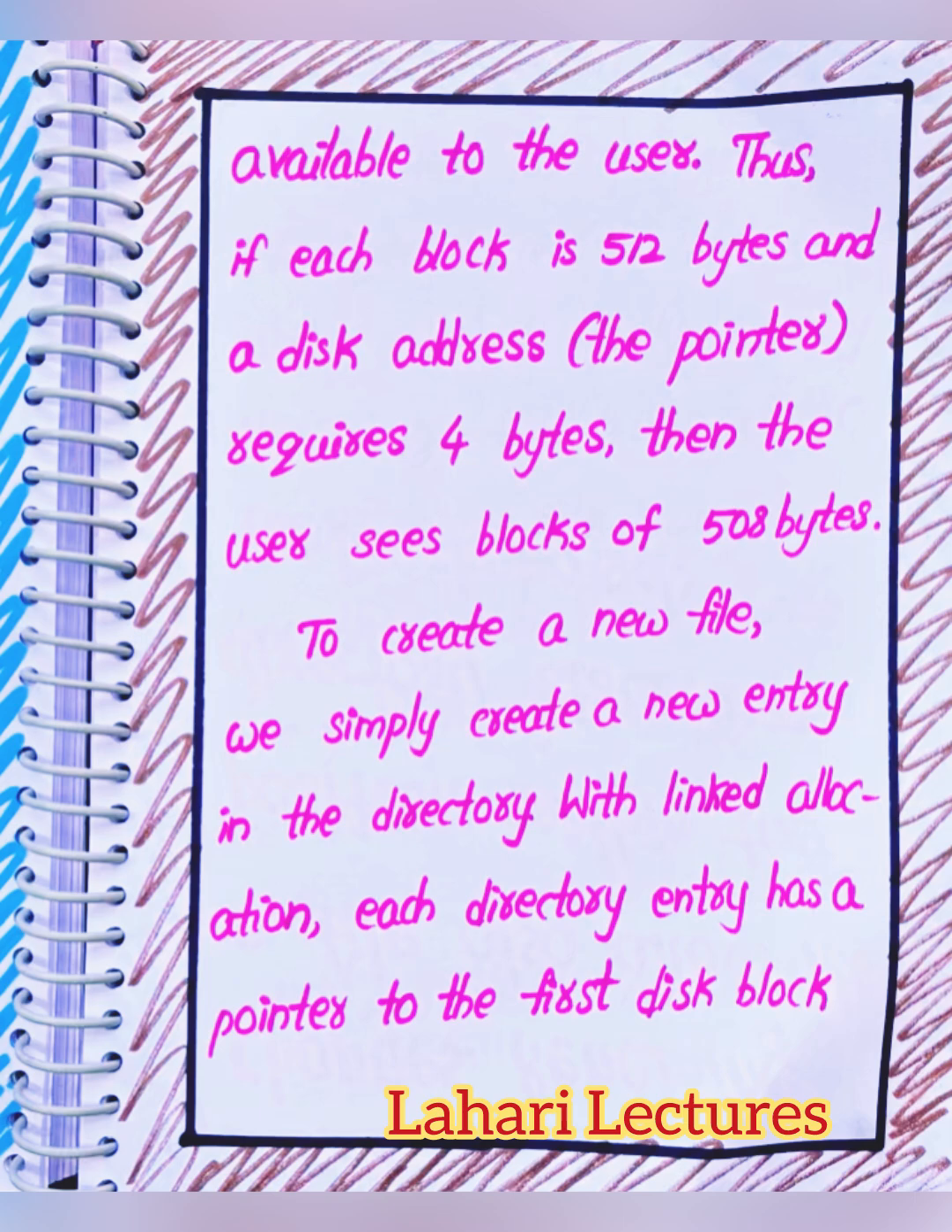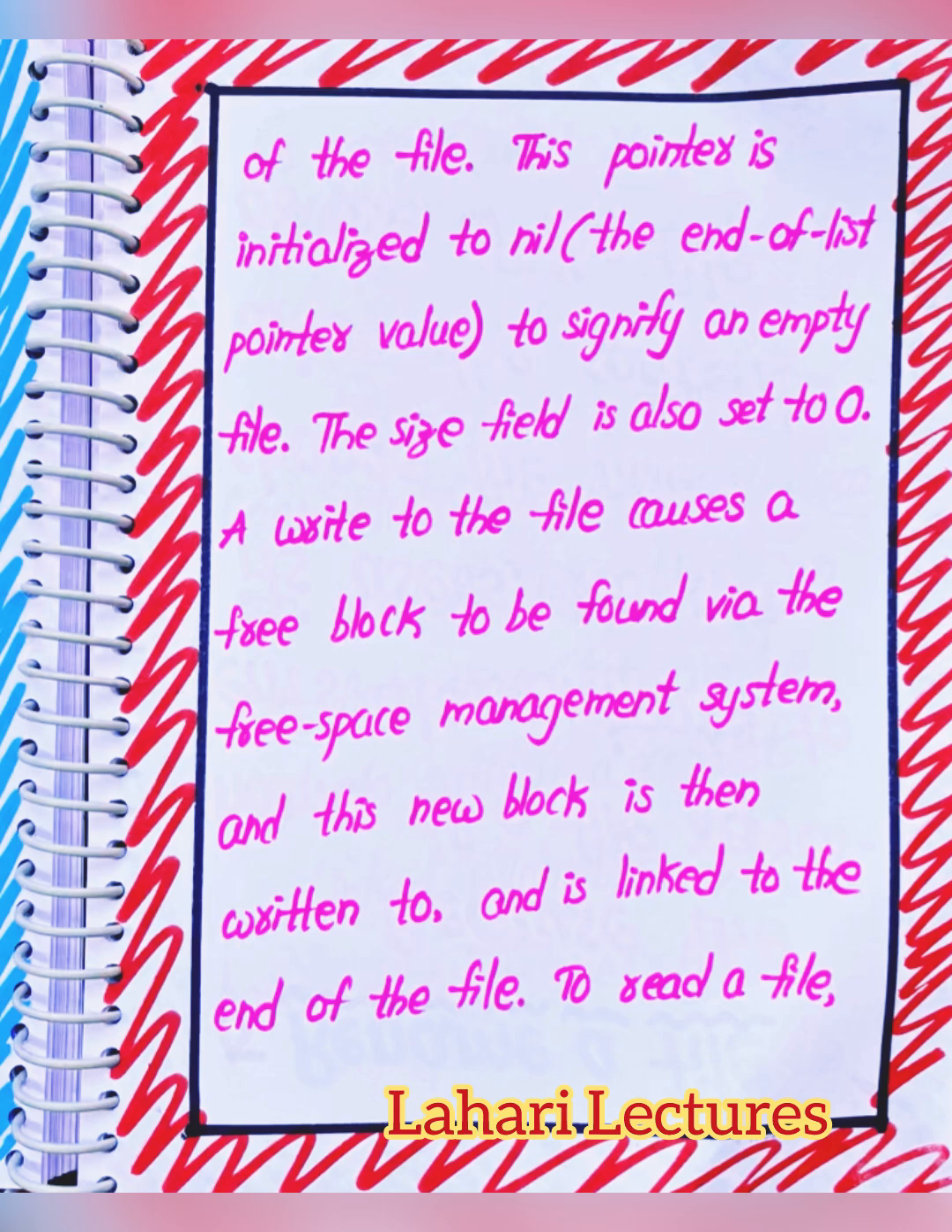To create a new file, we simply create a new entry in the directory. With linked allocation, each directory entry has a pointer to the first disk block of the file. This pointer is initialized to nil, the end of the list pointer value. To signify an empty file, the size field is also set to 0.